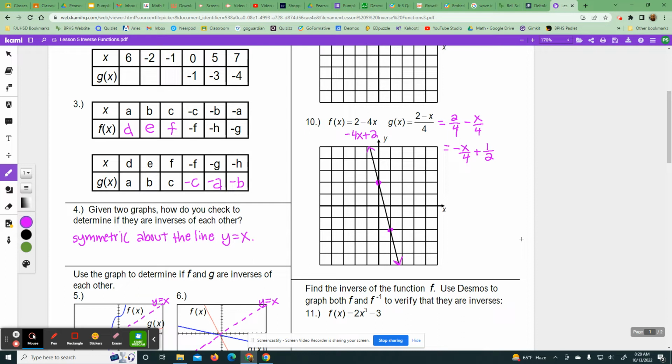All right, so now I'm going to graph this one. So I've got 1/2. And then it's down 1, right 4. So I'm going to go down 1 and then right 1, 2, 3, 4 right here. And I'm going to go up 1 and left 1, 2, 3, 4 right here. Okay, and then I'm going to draw my line.